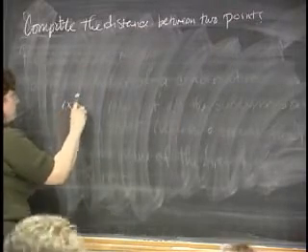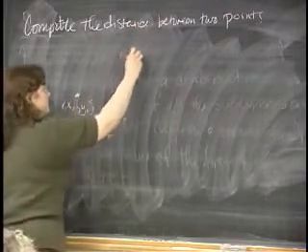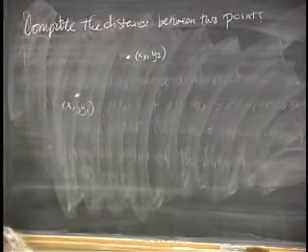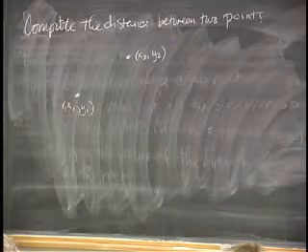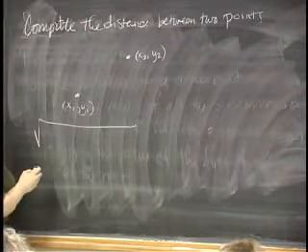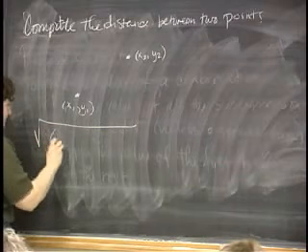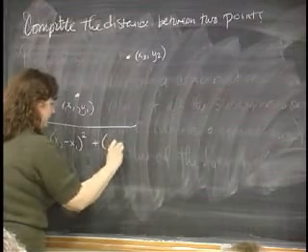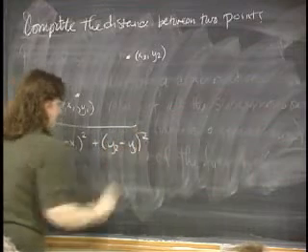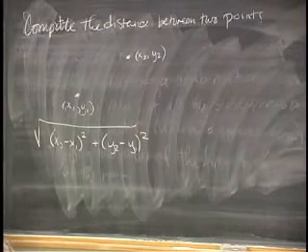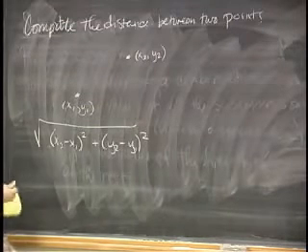(x1, y1), (x2, y2), formula given by (x2 minus x1) squared plus (y2 minus y1) squared. Does it matter if we do x2 minus x1 or x1 minus x2? No, because we're squaring it. Drop the sign.